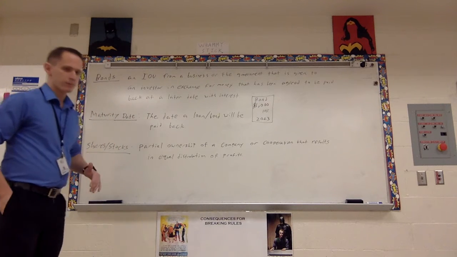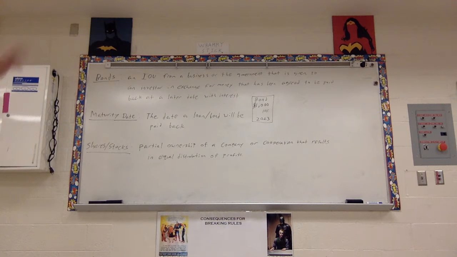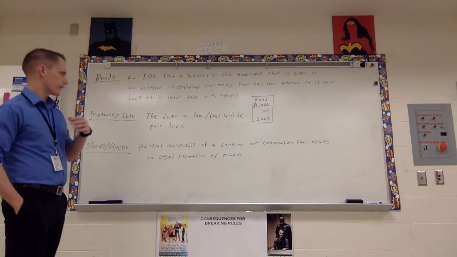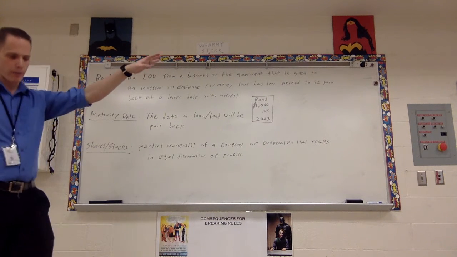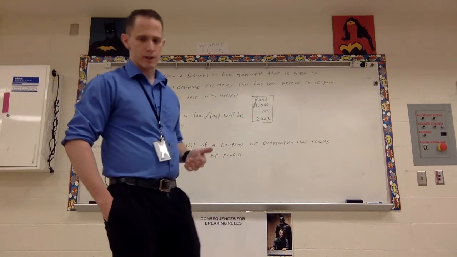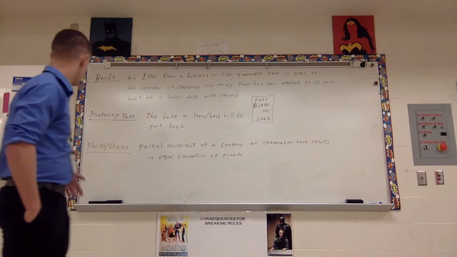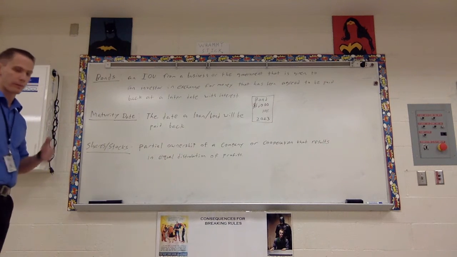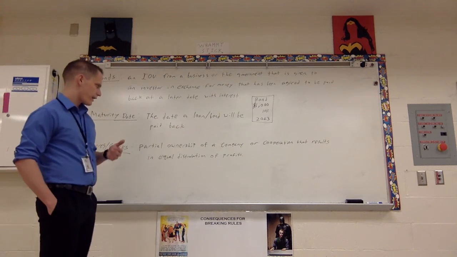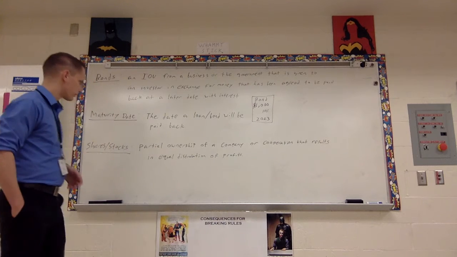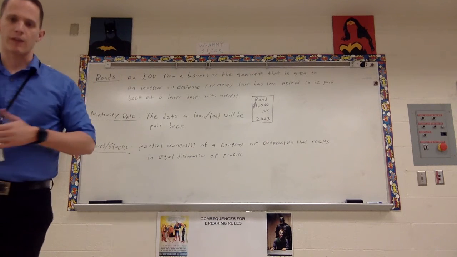So once again, bonds are an IOU from a business or government that's given to an investor in exchange for money that's been agreed to be paid back at a later date with interest. I buy the bond, they pay me interest every 6 months, and eventually at the end of the maturity date, they pay back the full amount. The maturity date is just the date the loan will be paid back. That's different than shares and stocks, which are partial ownership in a company or corporation that results in equal distribution of profits.